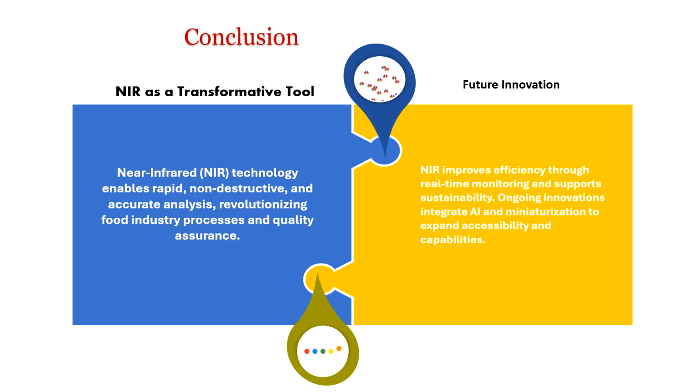Conclusion. NIR as a transformative tool. Near-infrared technology enables rapid, non-destructive and accurate analysis, revolutionizing food industry processes and quality assurance. Looking at the future innovation, NIR improves efficiency through real-time monitoring and supports sustainability. Ongoing innovations integrate AI and miniaturization to expand accessibility and capabilities.